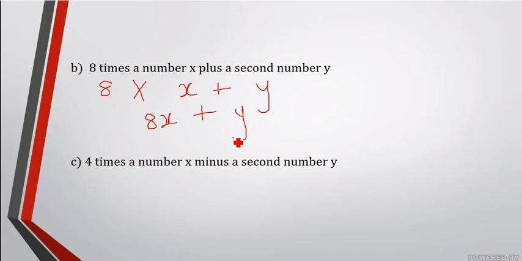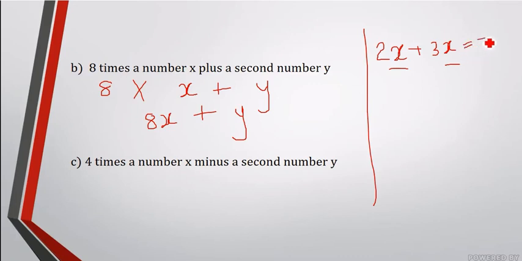We cannot add 8x plus y because they are not like terms. In algebra, we can only add terms that are alike. Let me demonstrate. If I have 2x plus 3x, I can add this because both terms have x in it. So I will have a total of 5x. If I have 2x plus 3y, I cannot add this because I have two different terms. So 2x plus 3y is 2x plus 3y.